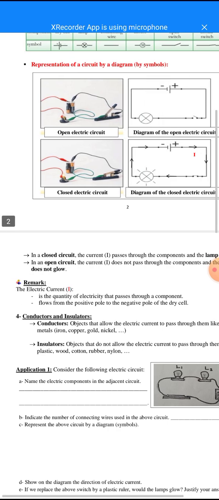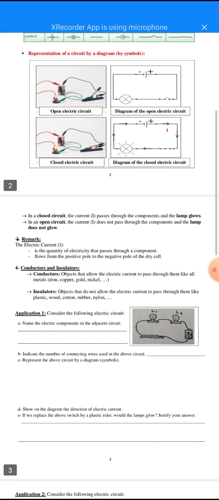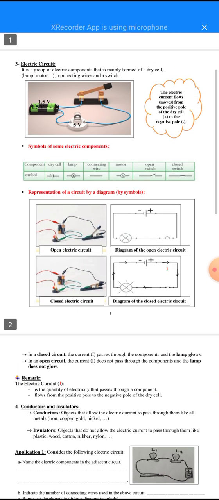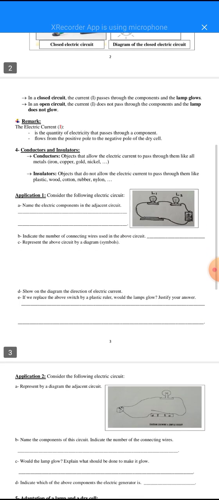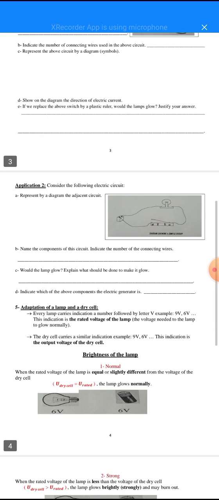And thank you. After explaining these ideas, we'll move to an experiment and then we will solve some applications.